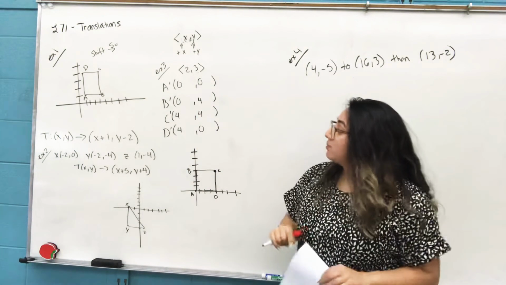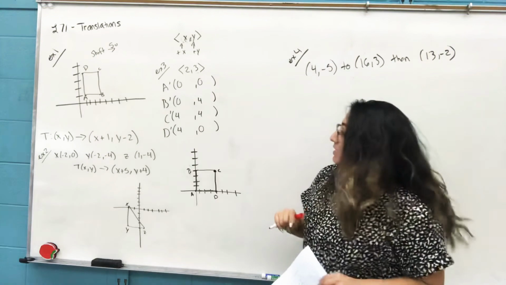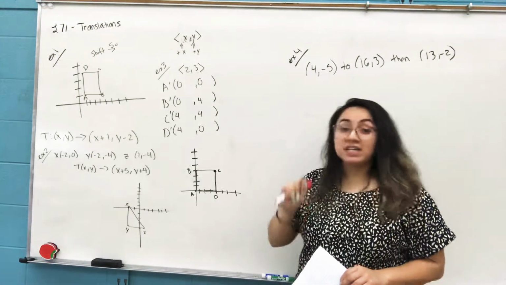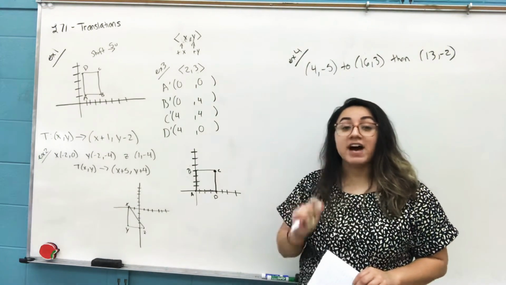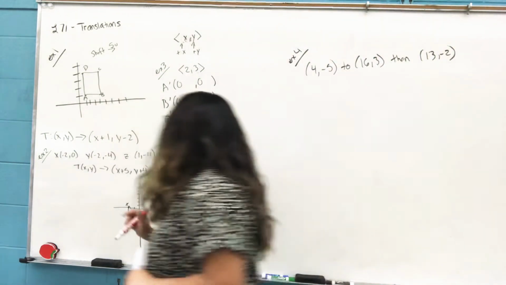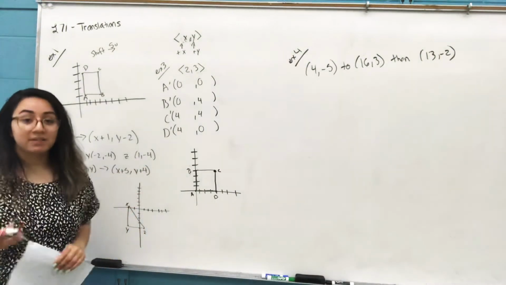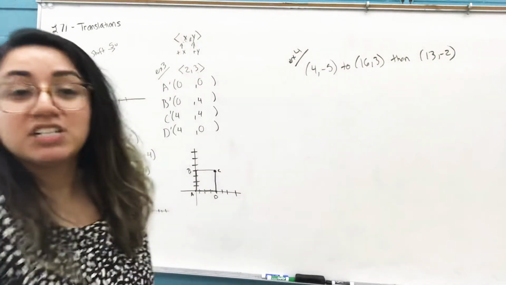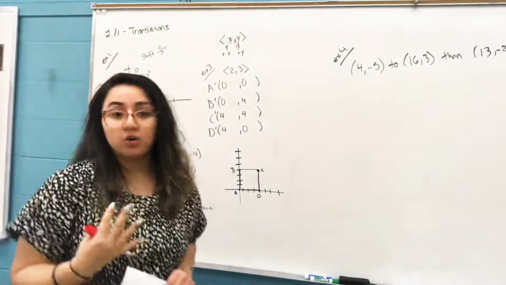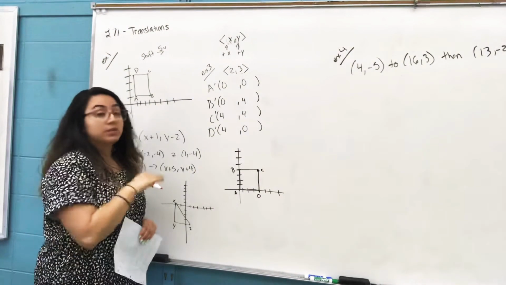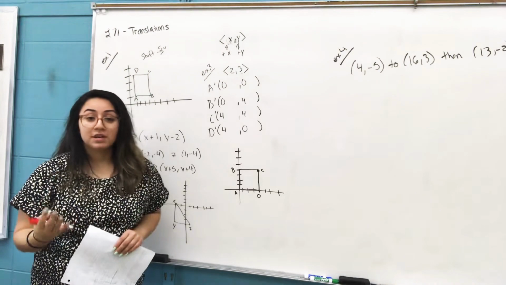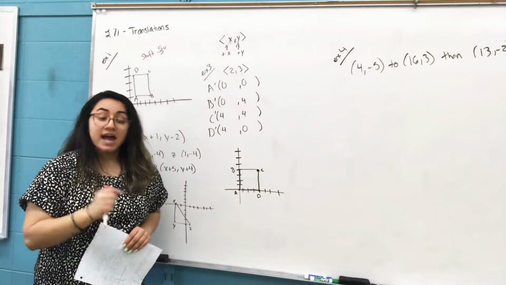Here, example one, we have a box, A, B, C, D. Here it says shift each coordinate 5 units to the right. If you have graph paper like I recommended, it's a lot easier to see these, because in your homework, I'm going to be asking for coordinates. I'm not going to be asking for you to draw it. I'm asking for the coordinates after you shift them.